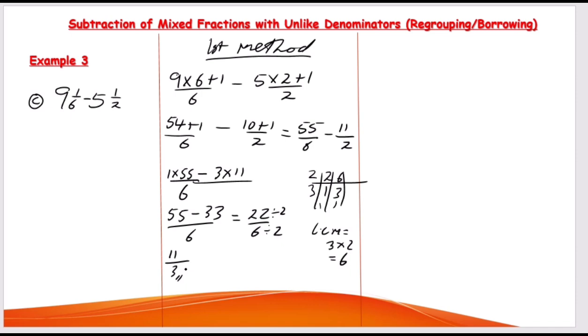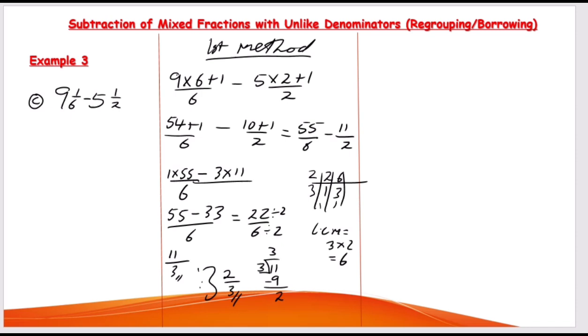So we can still simplify further by expressing this fraction as a mixed fraction. That is, we divide 11 by 3. 3 can go in 11 how many times? 3 times. 3 times 3 is 9. 11 minus 9 will give me 2. So we're having 2 as a remainder. Therefore, my final answer will be 3 whole number, the remainder 2 over 3. So 3 whole number, 2 over 3 will be our final answer.